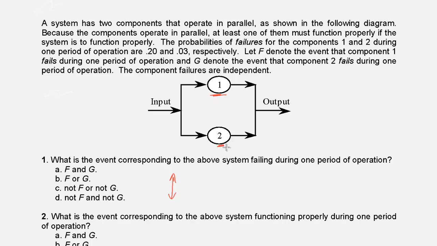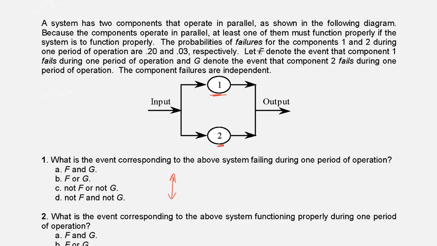There's component number 1 and component number 2. Think about them as being like on a plane. You could have 2 engines on a plane. You can fly with just 1 engine. So as long as you want things to function properly, you just need one of these. At least one of them has to be working properly. If both of them fail, then you're in trouble. Okay, so let's get back to our description.